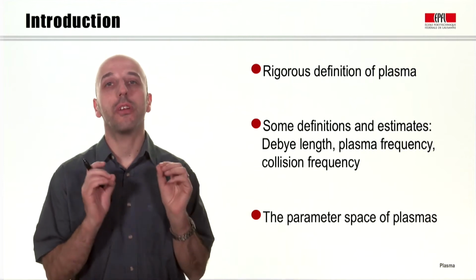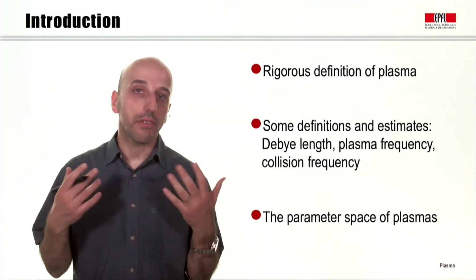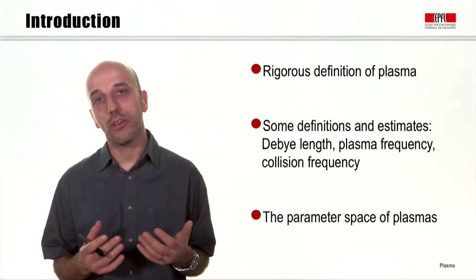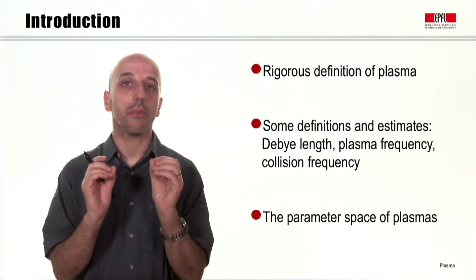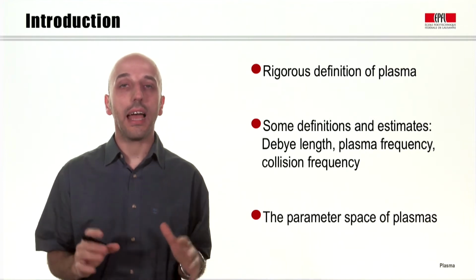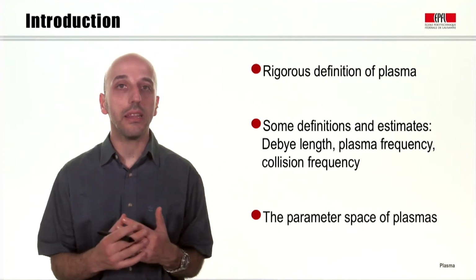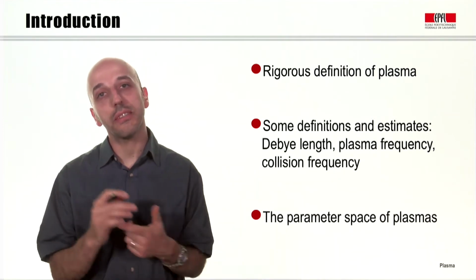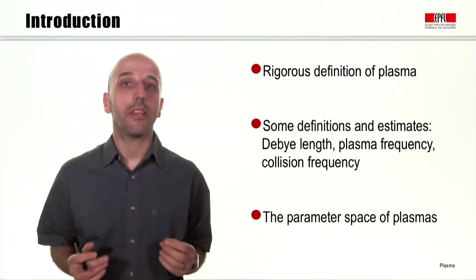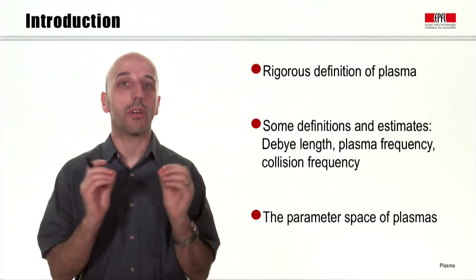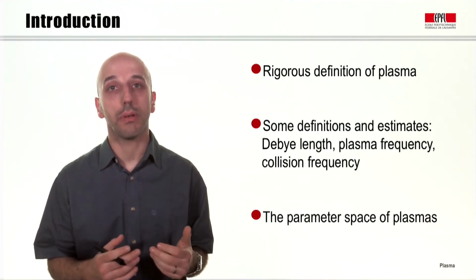In the past module, we have started to introduce the rigorous definition of plasma. We have introduced the definition of the Debye length, and today, with the present module, it's time to look at the last two definitions that we need, the ones of plasma frequency and collision frequency. These two definitions will allow us to draw the conclusion and draw the parameter space of plasmas.